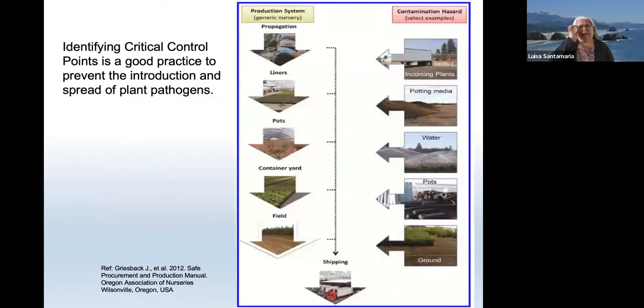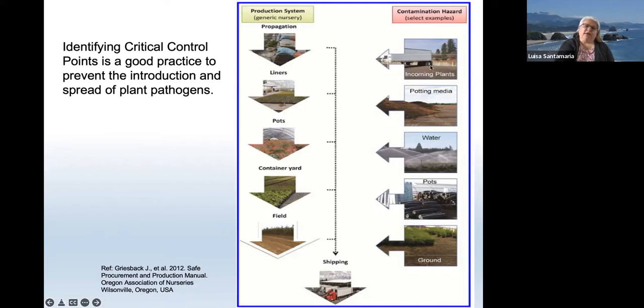Right. And this graphic here was presented in one of the publications from the Oregon Association of Nurseries, and I like this graphic. That's something we need to consider always. It's the critical control points. That means where we could be the source of an infection, where we can get pathogens into our plants.